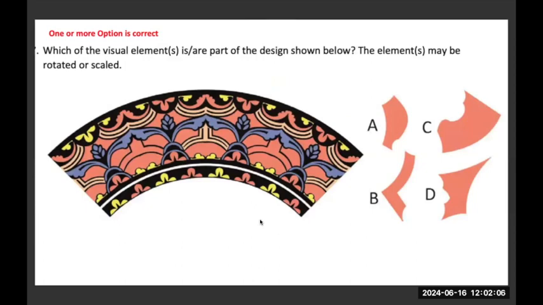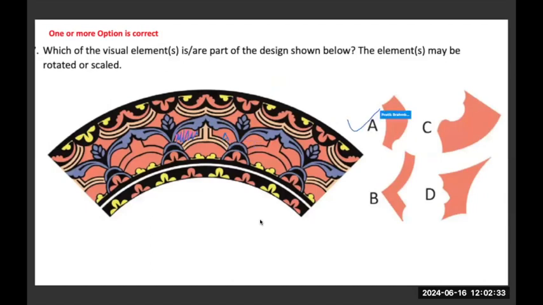Which of the visual elements is or are a part of the design shown below? In this case, the elements are rotated and they can be scaled also. So in this case, let's just trace which element is there. It's not there. So option A is located here. This is where option A is located. So, or here, both is fine.